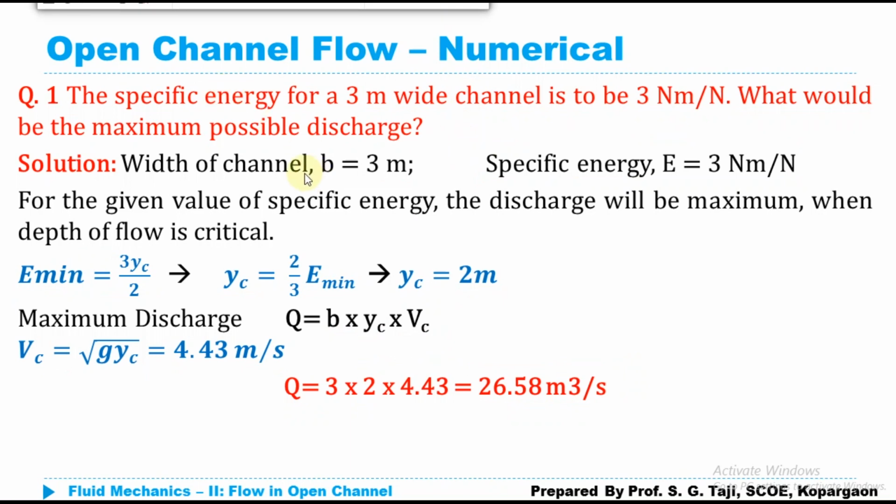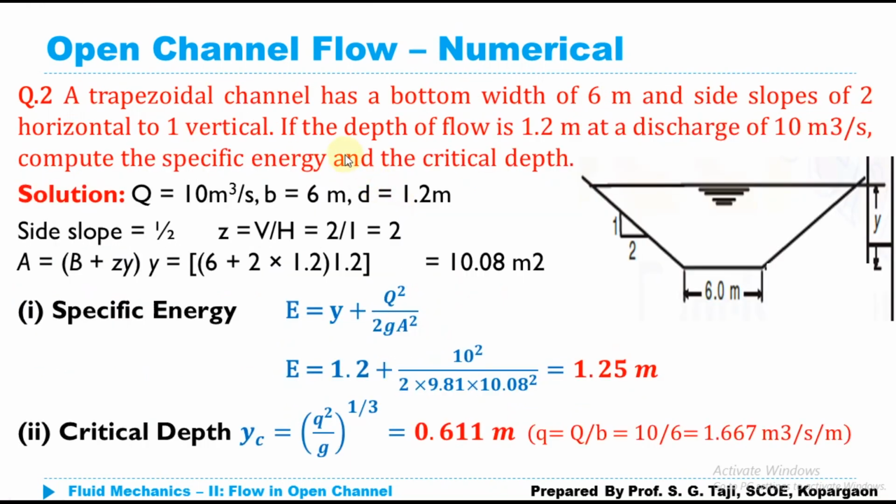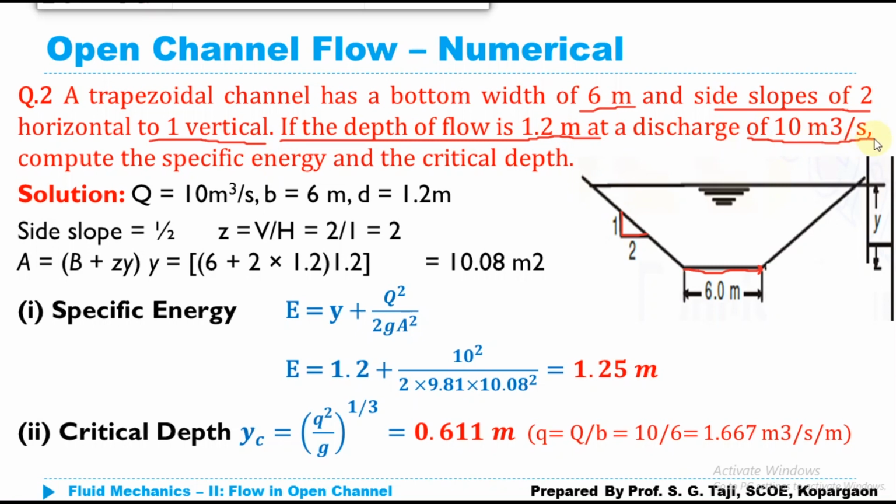Let's proceed to the another one. A trapezoidal channel has bottom width of 6 meter and side slopes of 2 horizontal to 1 vertical. What is given? The bottom width of the trapezoidal channel is given as 6 meter and side slopes are given as 2 horizontal and 1 vertical. If the depth of flow is 1.2 meter at discharge of 10 meter cube per second, compute the specific energy and critical depth. So what we need to compute? We need to compute specific energy and critical depth.